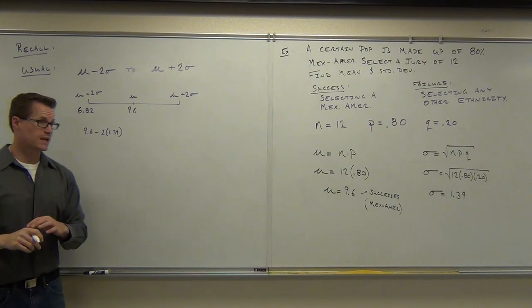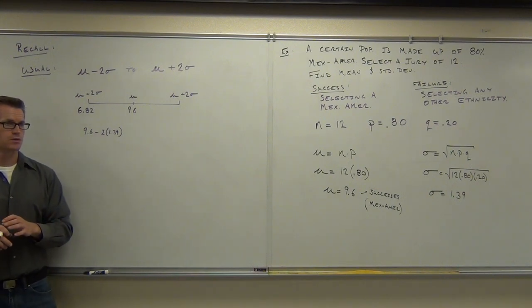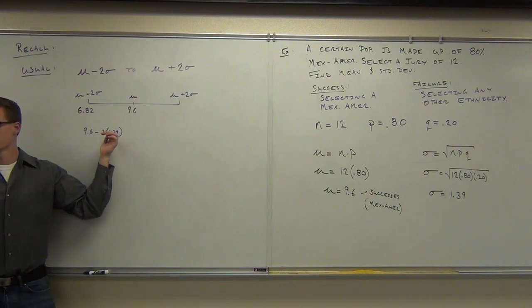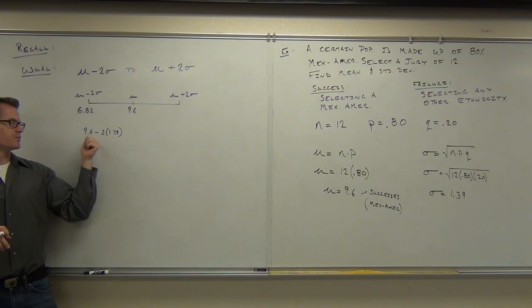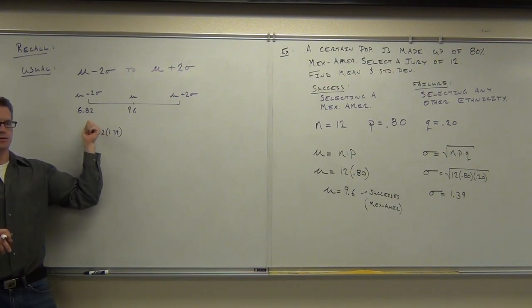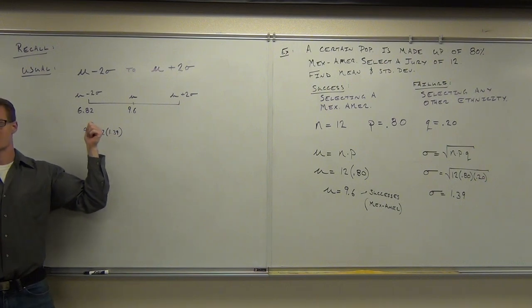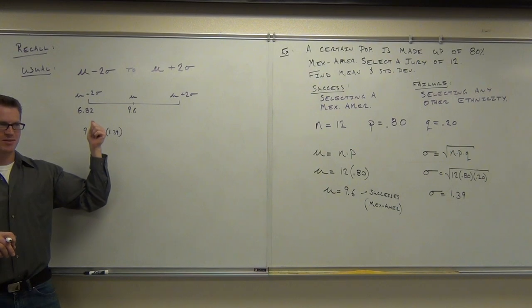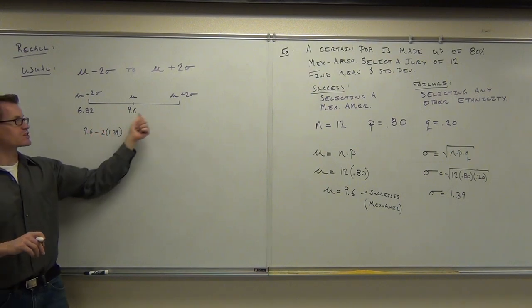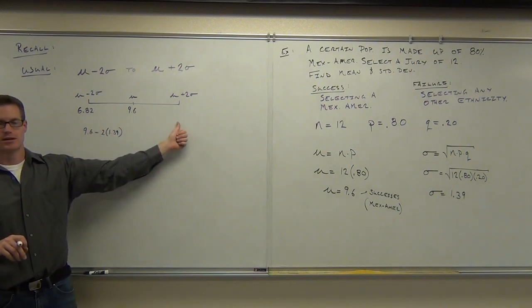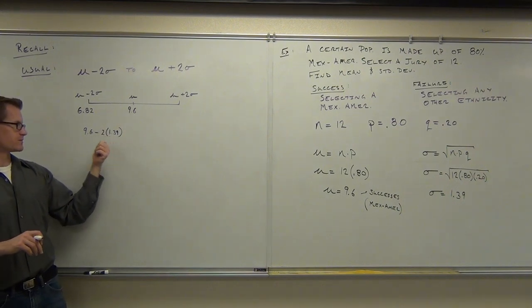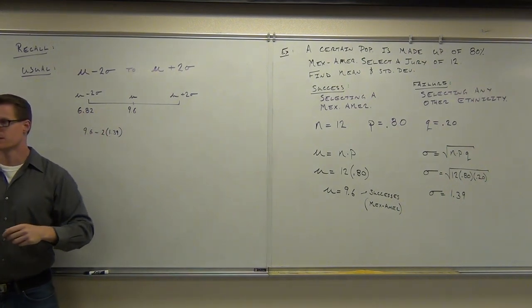Are you okay on where we're getting the 6.82? You're taking your 2 times 1.39, that'll give you 2.78. Subtract that from your 9.6, and that's giving you 6.82. You okay so far? You're awfully quiet today. You're scaring me a little bit. Are you all right with it? Yes. Okay. Let's do the same thing over here, except add that. So we're going to add the 2.78.